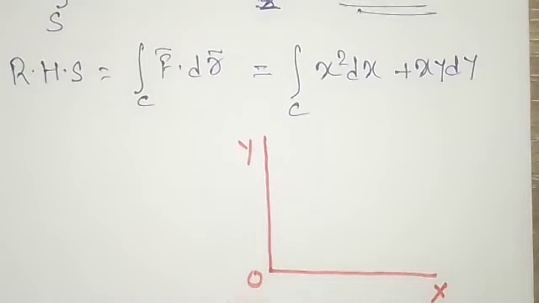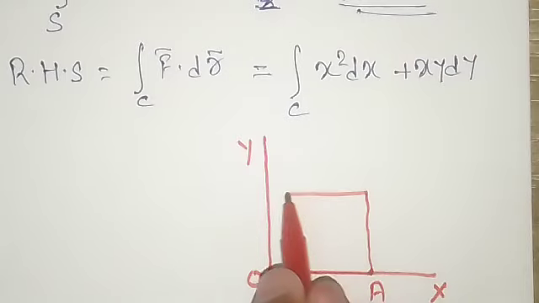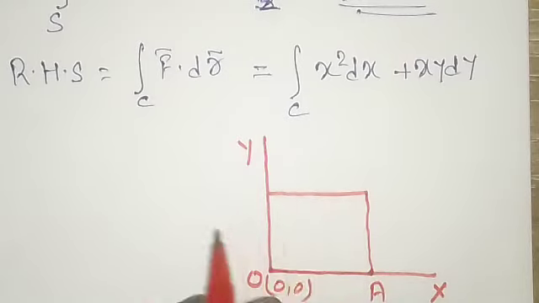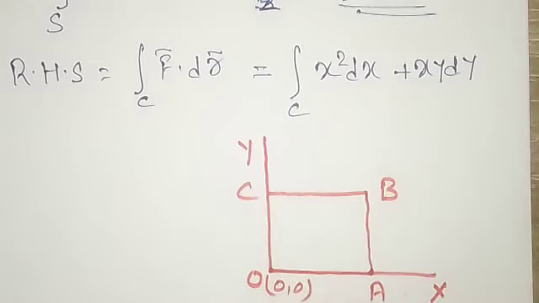Let's say this is 0, means O, and here the coordinate is 0 comma 0, right? So x is moving from 0 to a, and we can give the name as A. And further the y is varying from 0 to a, so it is a value, and again it is parallel to x. So this name is B and this is C. So OABCO is a square, right?